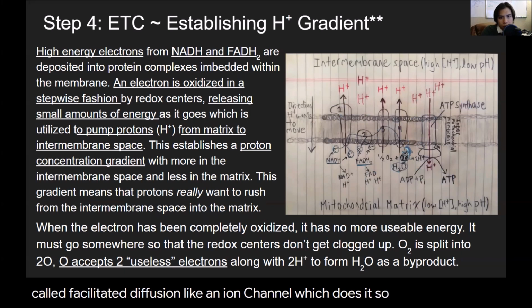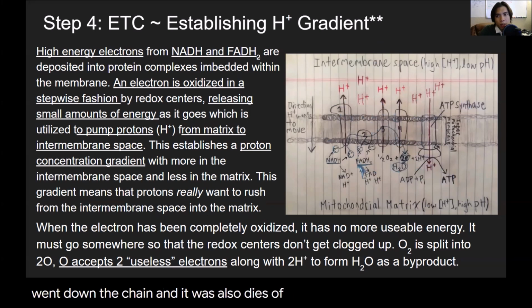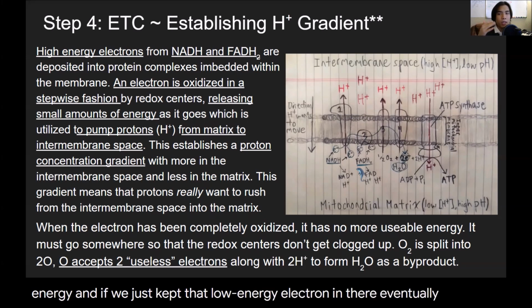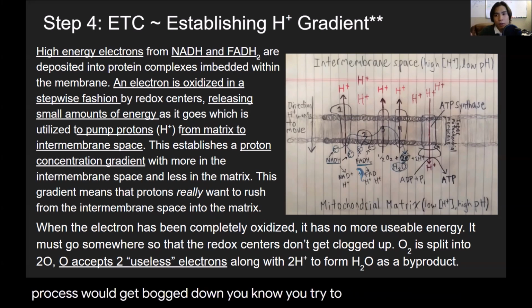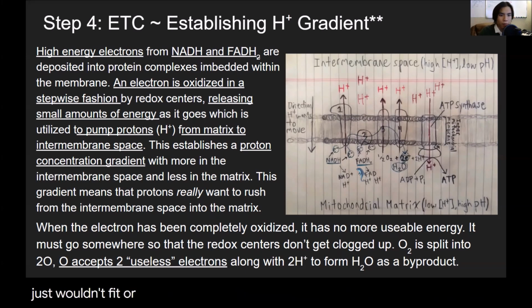So as that electron went down the chain and it was oxidized a bunch, eventually it runs out of energy. And if we just kept that low energy electron in there, eventually the process would get bogged down. You try to add more electrons, but it just wouldn't fit or something.